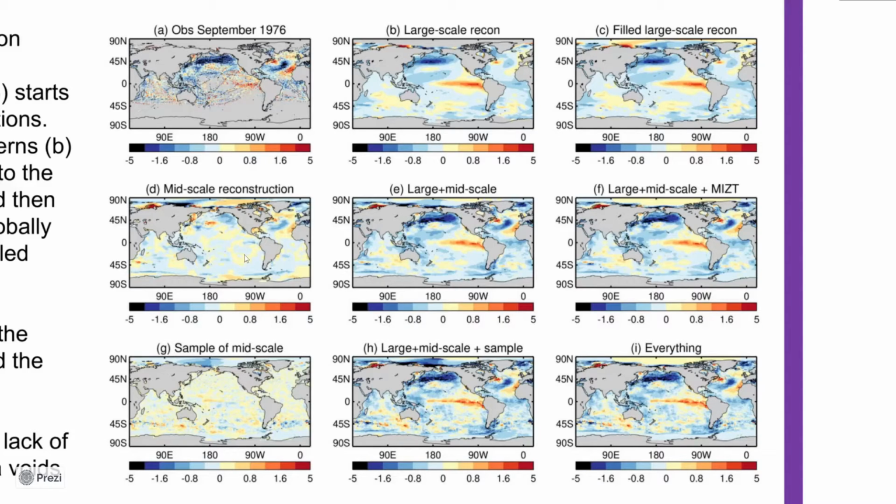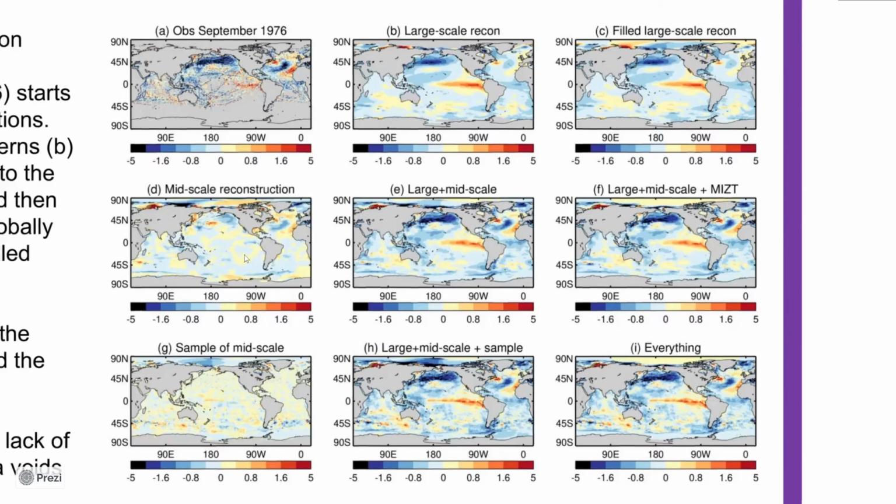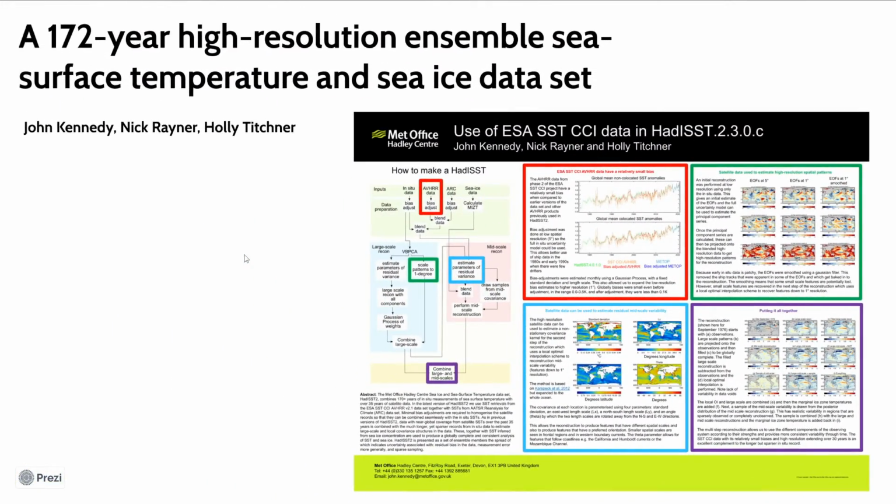And then we combine that with the marginal ice zone temperatures to get a full analysis on the bottom right-hand side in panel I. We have generated an ensemble of 20 versions of this that can be used for reanalysis, running atmosphere-only models, and so on and so forth. So that's the HadISST 2.3 data sets.